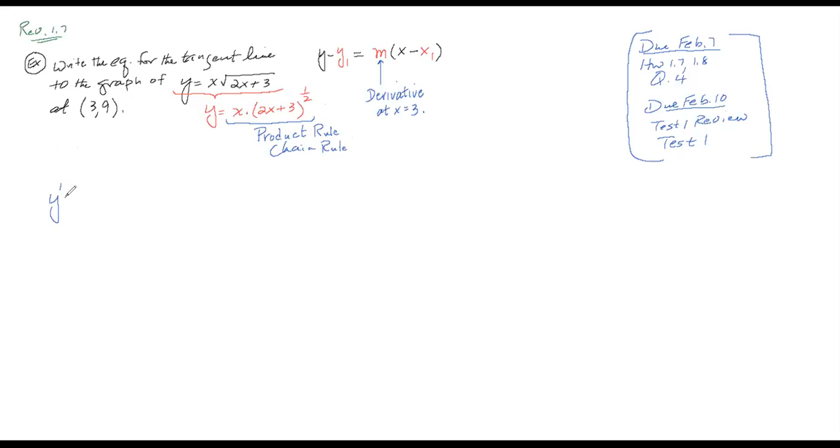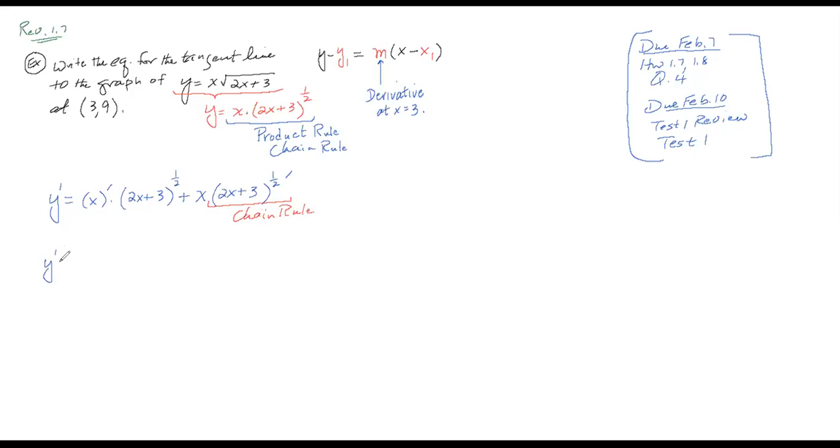y prime equals x prime times (2x plus 3)^(1/2), plus x times ((2x plus 3)^(1/2)) prime. Okay, so I wrote out the product rule. Now in here, when you're taking the prime of this, that is the chain rule. Okay, so let's continue with this.